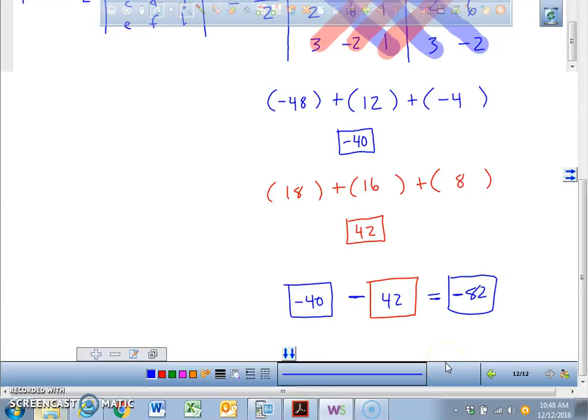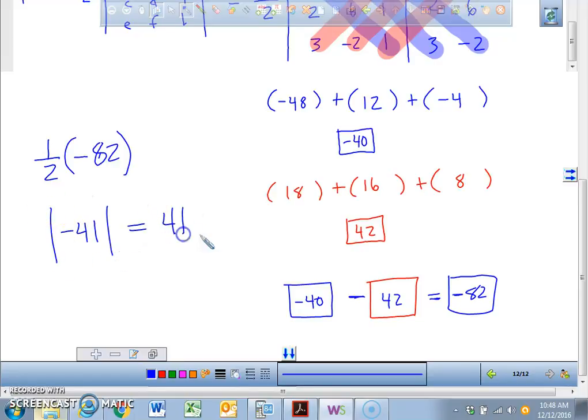All right, so now that's not my final answer because what do I have to do? I have to take half of that and the absolute value of that. So we have to take half of a -82, and that gives us a -41, but we have to take the absolute value of that, and that becomes a 41 units squared, which is the absolute value of the area of the triangle, or just the area of the triangle.